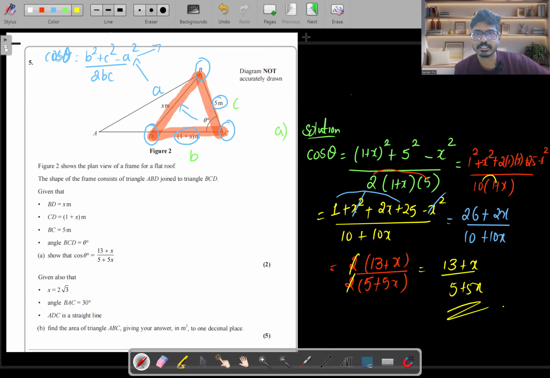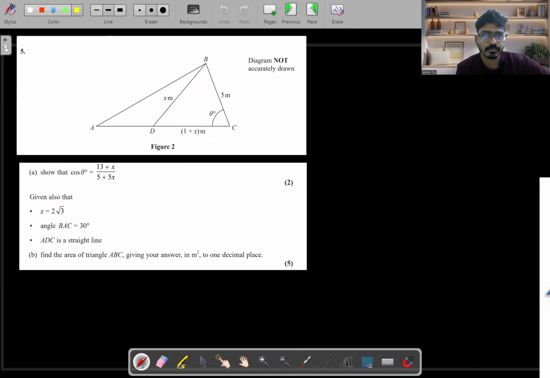So let's solve part B. Let's read the question. For part B, they have also given the x value, which is 2 root 3, and the angle BAC. So you have to look at this angle A. Whenever you see BAC, you have to read it as angle A being given.